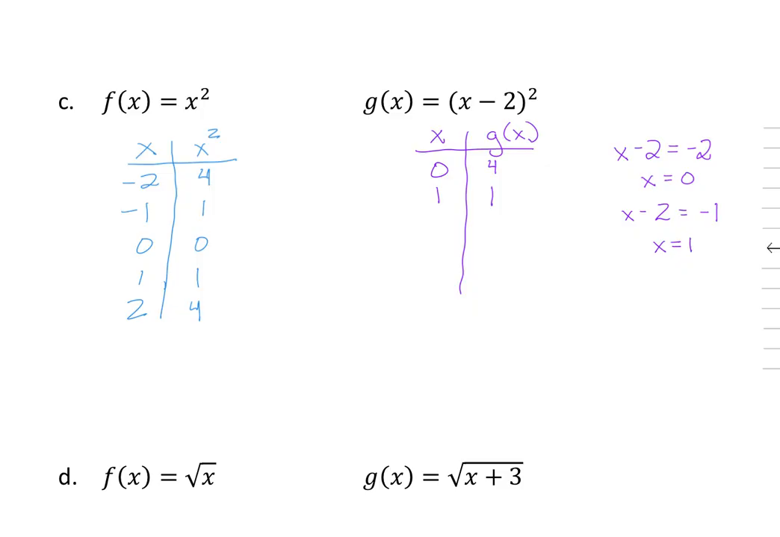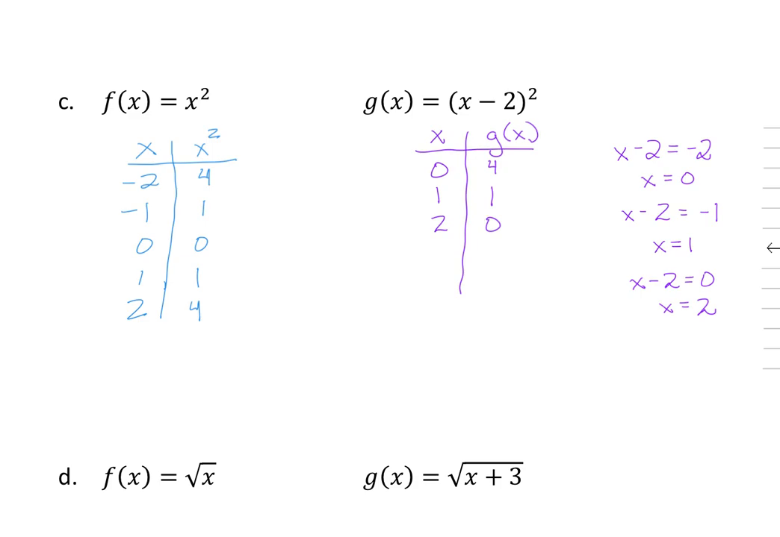Let's do one more. We know when 0 squared is equal to 0. And so I want to know when is x minus 2 equal to 0. Again, we add 2 to both sides and we get x equals 2. And so when we plug 2 into g of x, we get 2 minus 2 is 0. 0 squared is 0.